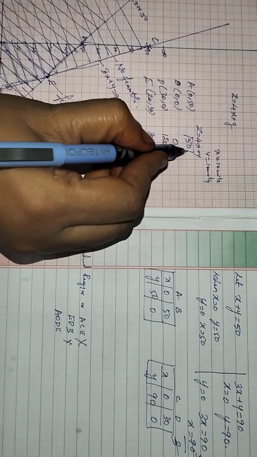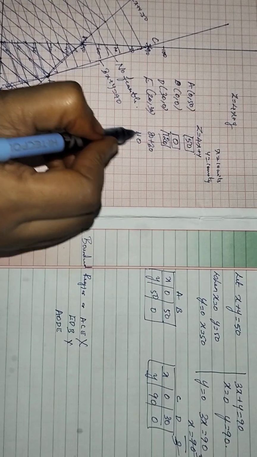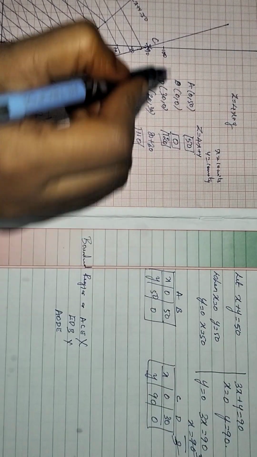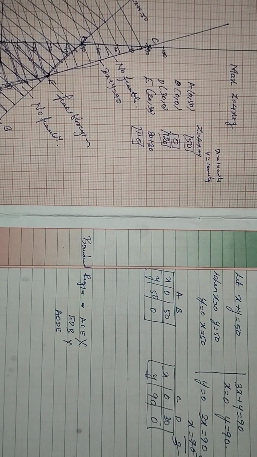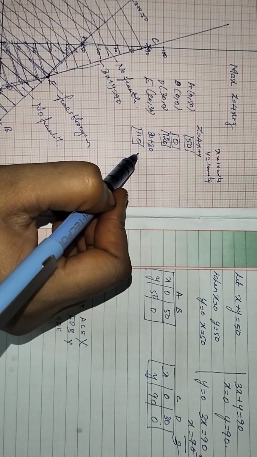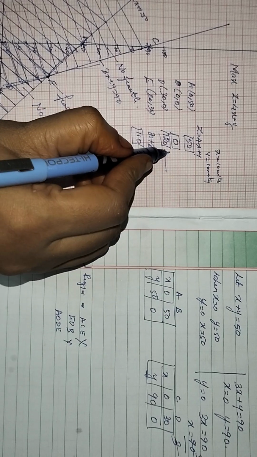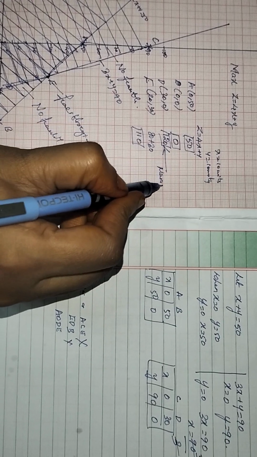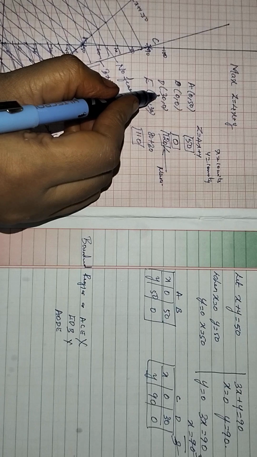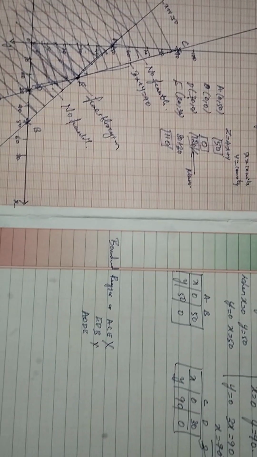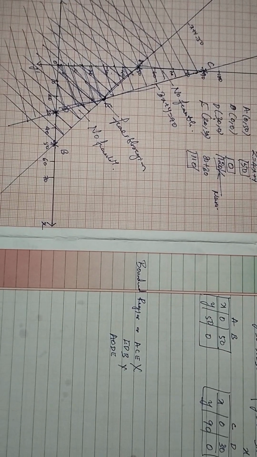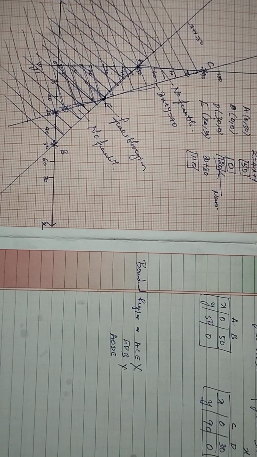So what are the values we have? 50, 0, 120, 110. But what is the objective given in the question? Maximize the objective function. Among these, what is the maximum value? Which is 120. At what point? x is equal to 30, y is equal to 0. I hope you are able to understand this concept. So in the next video, we will come across a few more exercise problems related to this chapter. Thank you.